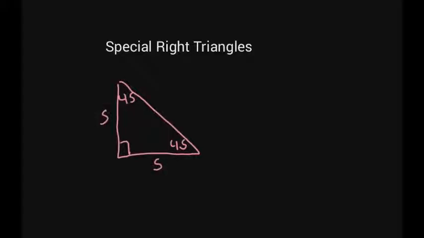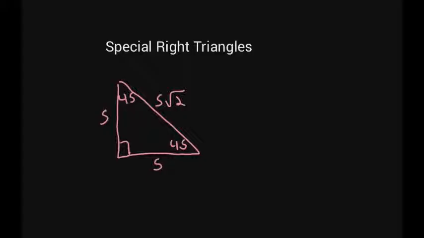Alright, let's talk about special right triangles. The first special right triangle is the 45, 45, 90 degree triangle. What this says is we have our two side lengths, which are going to be the same because the angles are the same. And then the hypotenuse is going to be the side length times the square root of 2. You kind of saw that when we did the last one with the square. All of those worked out as the side length times the square root of 2.